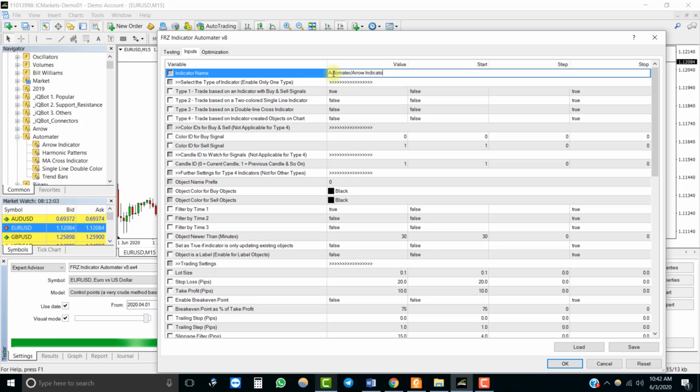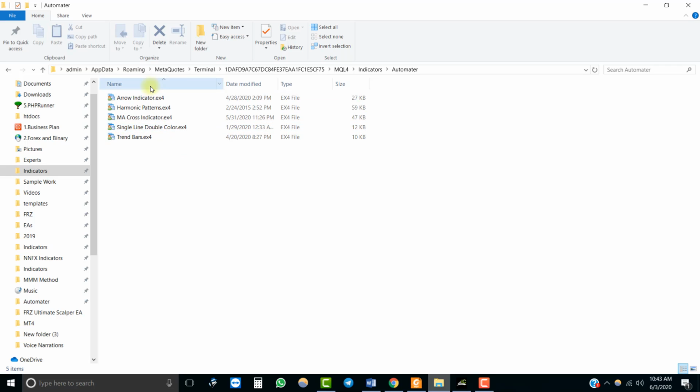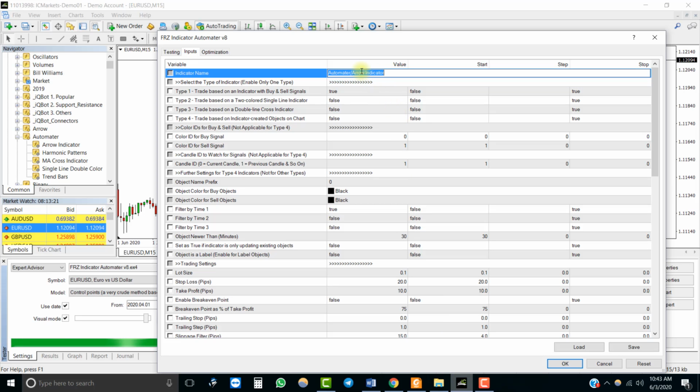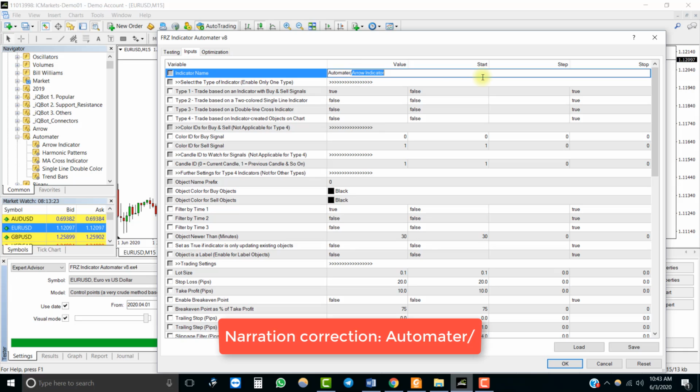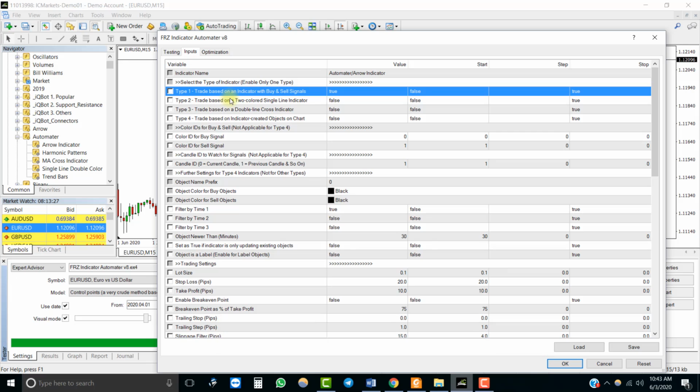If the indicator is within a subfolder within the main indicators folder of your MT4, then you need to enter the folder path as well. Since our indicator is located within a subfolder called automator within the MT4's indicators folder, we add indicator / and then the exact name of the indicator. Then you need to select the type of the indicator we are automating. It is of the first type as we discussed earlier.